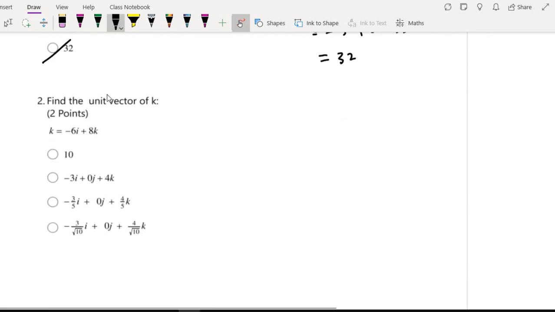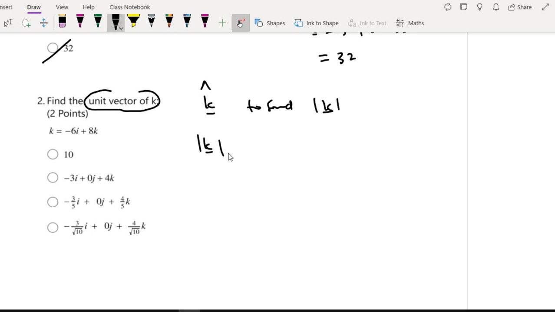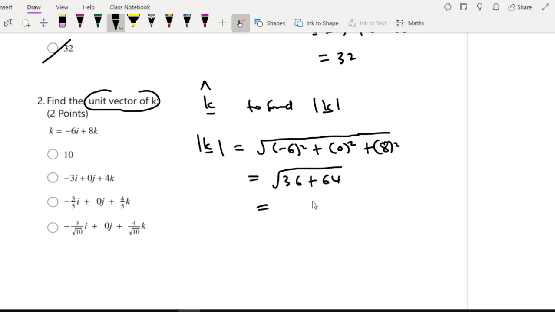Number 2, find the unit vector of k. Unit vector of k, the hat, means that you need to find the modulus of vector k. So modulus of vector k is equal to the square root of every component squared. Negative 6 squared plus component j, 0, you may skip this step, plus 8 squared, equal to 36 plus 64. Then the square root of 100 is equal to 10. This is the modulus of k.